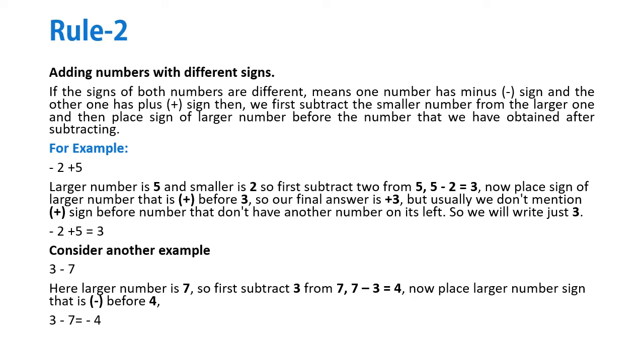Consider another example. 3 - 7. Here larger number is 7, so first subtract 3 from 7. 7 - 3 equals 4. Now place larger number sign, that is minus, before 4. 3 - 7 equals -4.